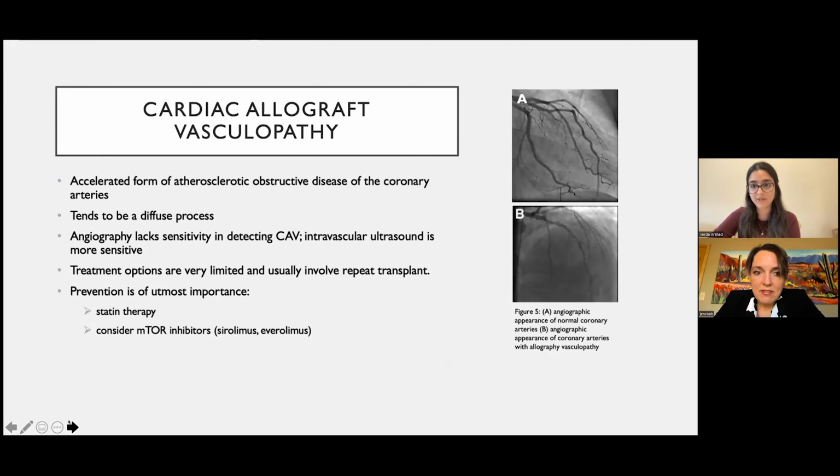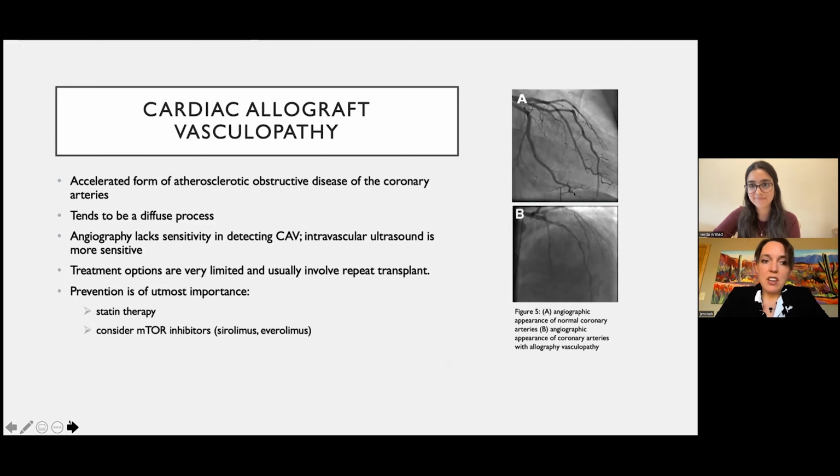Treatment options in these patients are very limited, and why they're limited is because there's usually not a focal lesion to treat in these patients, and prevention because of this is of utmost importance. And so statin therapy, which all of these patients will be on, and then other things that can be considered are sirolimus, everolimus. And from what I understand, sometimes if these patients have an identifiable lesion, they can get drug-eluting stents with these drugs, sirolimus and everolimus, that can help these patients, basically.